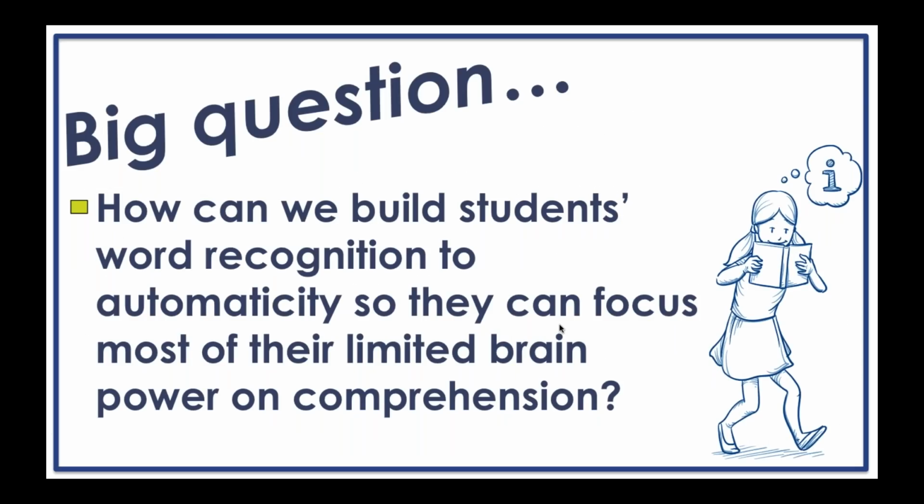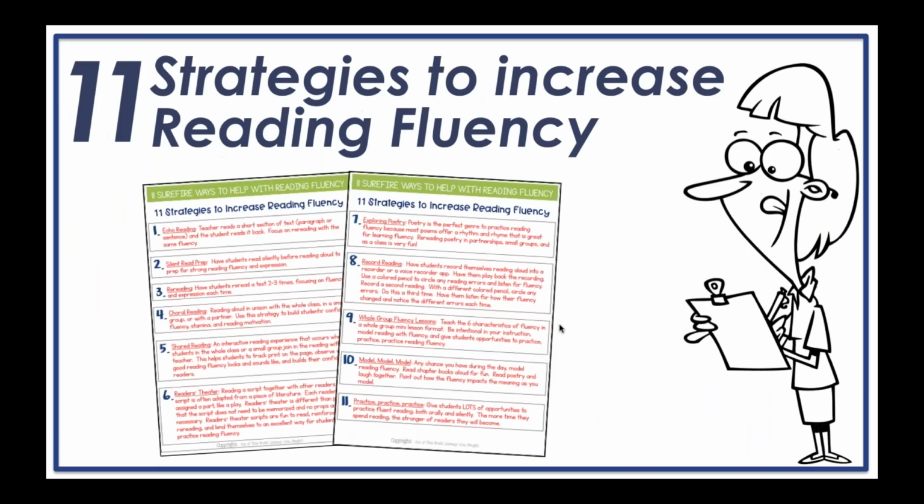So how can we build students' word recognition and automaticity so that they can focus most of their limited brain power on comprehension? I have some strategies for you that I like to use that are really good to help build reading fluency. Not only can you do those tier one whole group fluency lessons and really define what fluency means and go over those characteristics, but these are just some day-to-day great strategies that you can use in guided reading, in whole group, in partners, in small groups, strategy groups, however you want to use them to help your students become stronger with their fluency and build their automaticity.